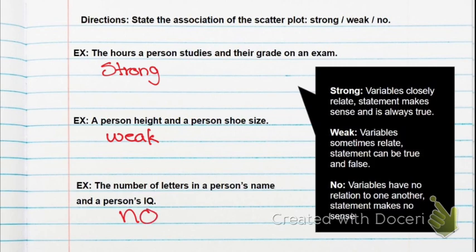Okay, so if you look at these three examples and you read them, you see that the first one made sense because if I study, I get good grades. The next one, you see it kind of makes sense. What I mean by that is that a person's height and shoe size do correlate sometimes, but sometimes they don't. So that's why we say that one's weak. And the next one, the number of letters in your name has no relationship to how smart you are. So that's why that one's considered to be a no.